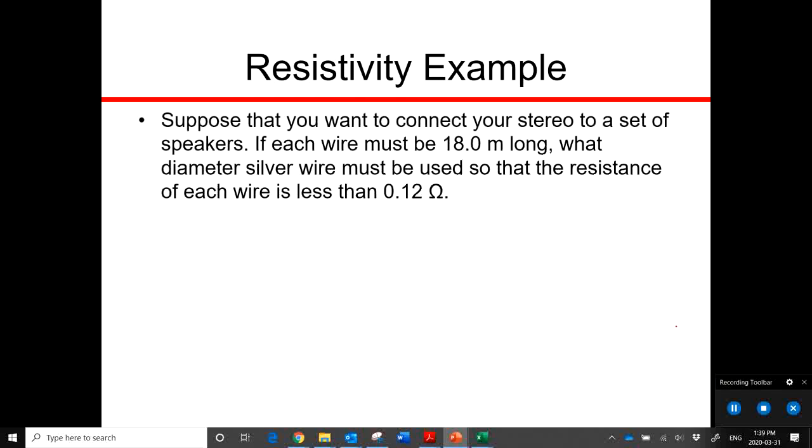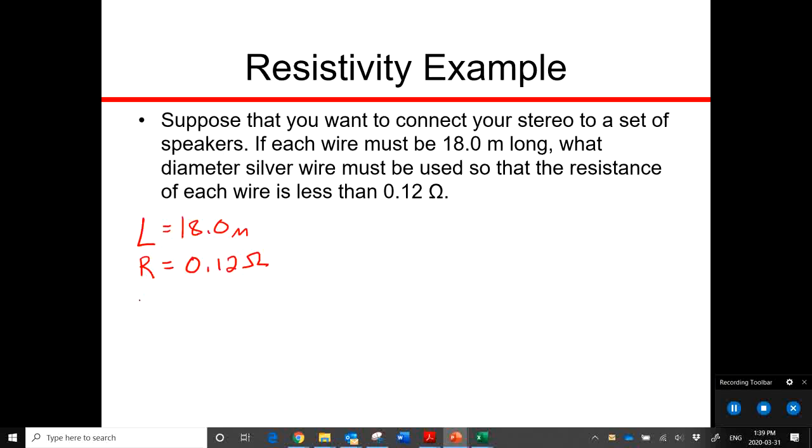So let's take a look at a quick example of this. So suppose you want to connect your stereo to a set of speakers. If each wire must be 18 meters long, what diameter silver wire must be used so that the resistance of each wire is less than 0.12 ohms? So we don't want the resistance going over this value. So we'll start by writing our information we have here. So our length of the wire is 18 meters. We know our maximum resistance that we can have is 0.12 ohms.